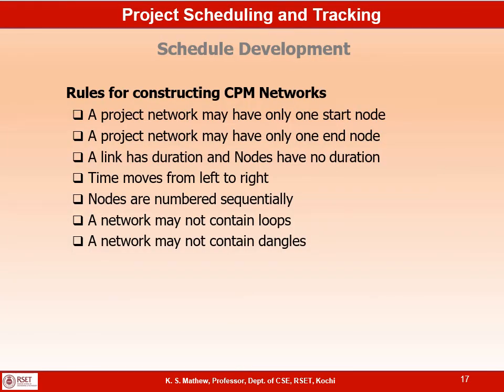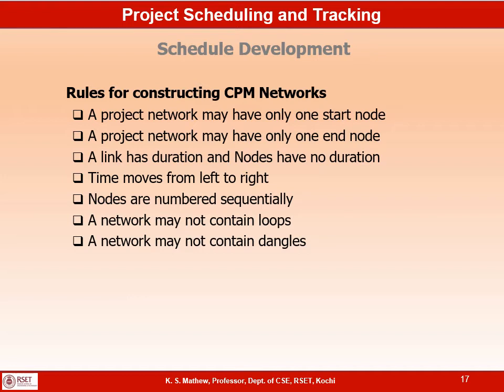So there are some rules for constructing a CPM network, activity on arrow network. A project network will only have one start node and one end node. The definition of a project says a project is a temporary activity. It will have a definite beginning and a definite end. So that indicates there will be only one start node and one end node for every project network diagram. A link has a duration and nodes have no duration. Time moves from left to right.